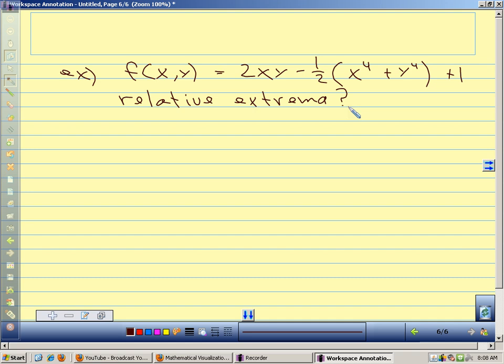So first we need to determine our critical points. And we need our first partials for that. So our partial f sub x is going to be 2y minus 2x to the 3rd. And our partial with respect to y, f sub y, is going to be 2x minus 2y to the 3rd.